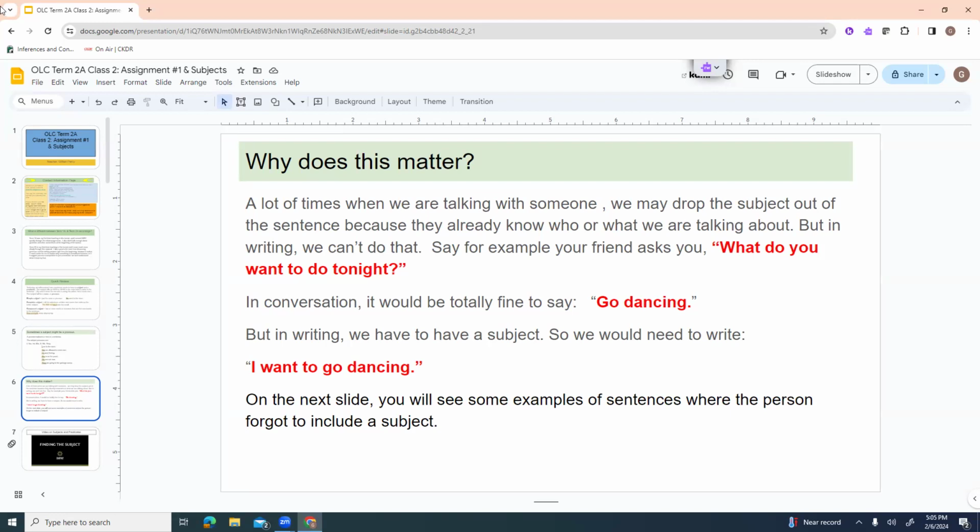And sometimes at first that can feel sort of weirdly formal, but unfortunately, writing just is a little more formal than talking because, again, the person isn't right there to ask for more information.